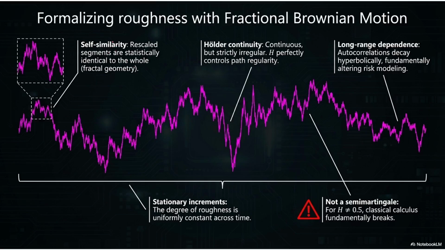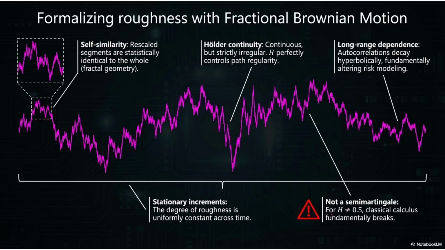Now to formalize this roughness, we use the fractional Brownian motion, so FBM. It is a unique Gaussian process defined by key properties. The first is self-similarity. Rescaled segments are statistically identical to the whole, forming a fractal geometry. The second is stationary increments, meaning the degree of roughness is uniformly constant across time. The third is Holder continuity, meaning paths are continuous but strictly irregular, with H perfectly controlling the path regularity. Fourth, for H bigger than 0.5, autocorrelation decays hyperbolically, exhibiting long-range dependence.